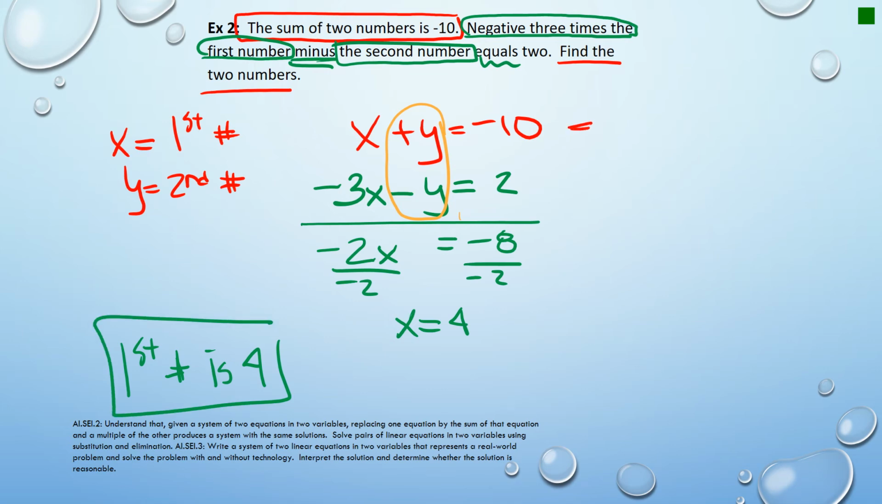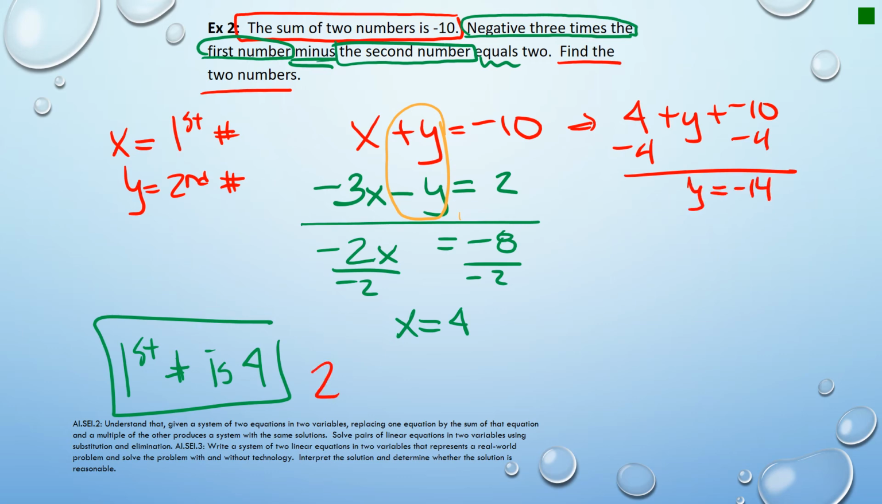So I'm going to go in this one. I'm going to put 4 in for x. So 4 plus y equals -10. Subtract 4. Y is -14. So now we know the second number is -14.